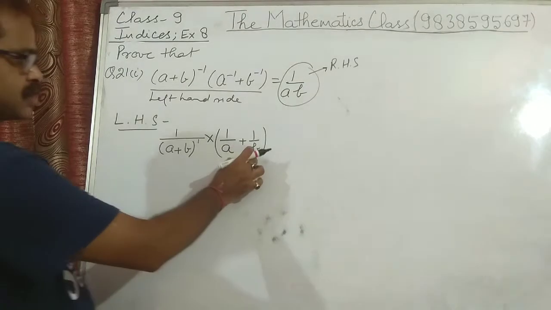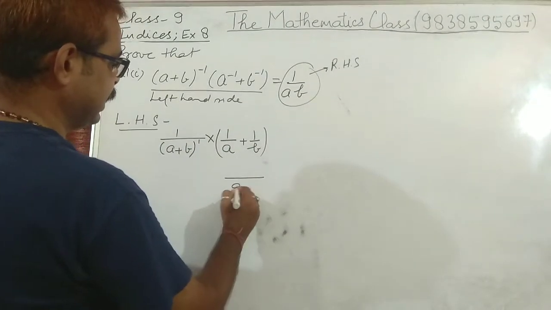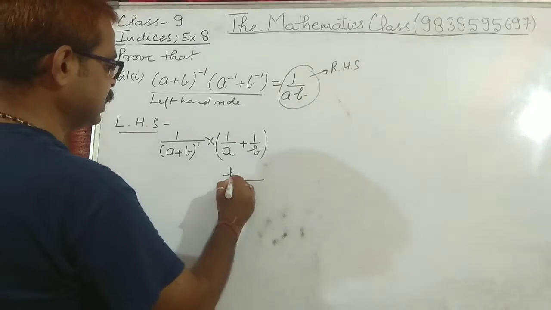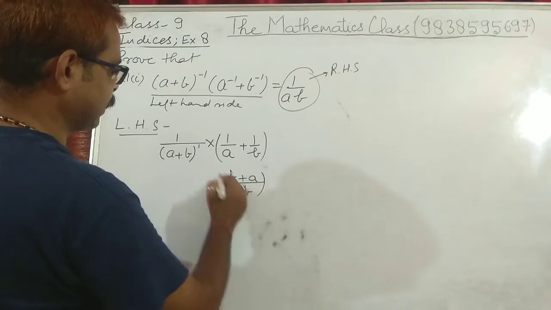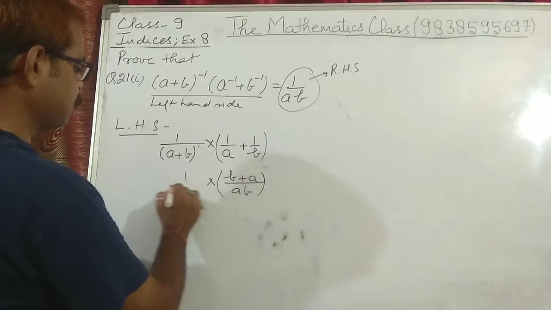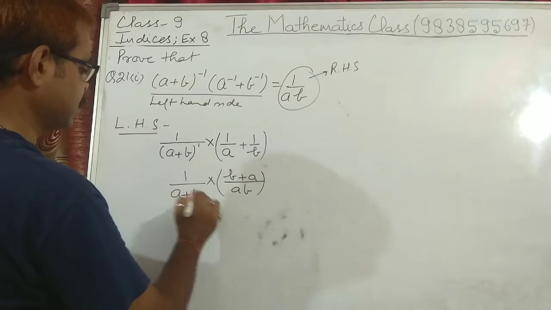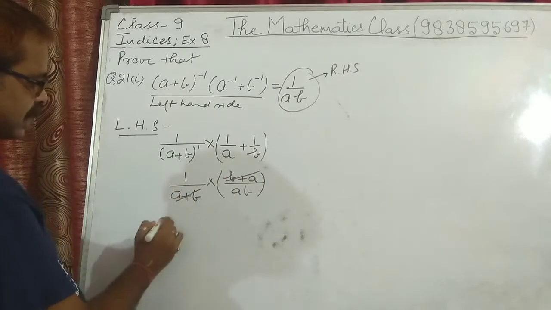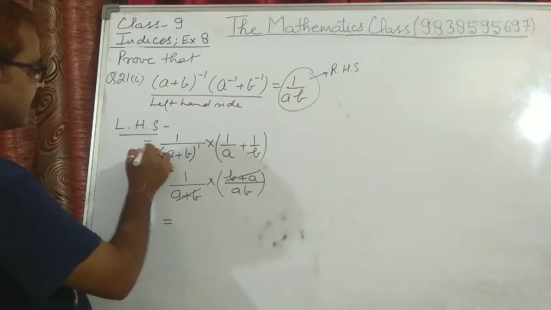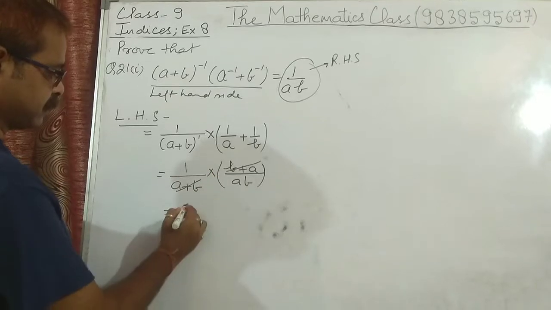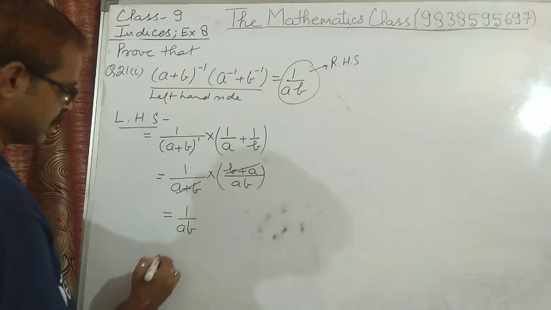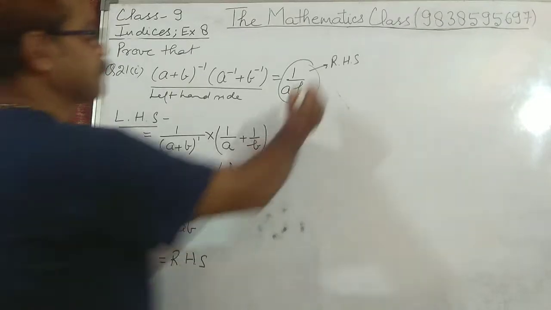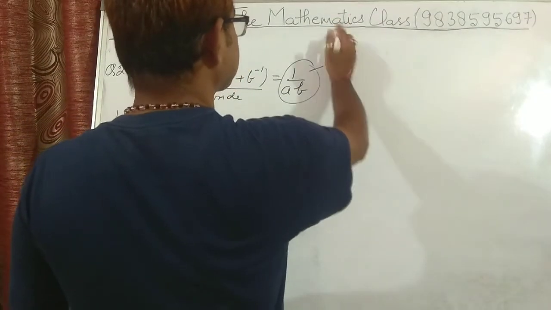Now when you solve this, you will take the LCM as ab. a divides ab, you get b. b into 1 is b, and plus here you will get a. And here it was 1 upon a plus b. You know that a plus b and b plus a are same. So this and this will cancel. What is left? 1 into 1 is 1 upon ab, and that is your right hand side. So it is proved. Now let's take the other question.